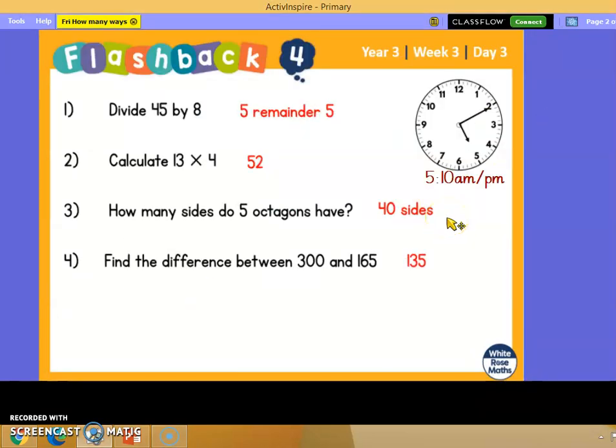Here are the answers to your calculations. Number 1, it fits in 5 times with a remainder of 5. Number 2 is 52. Number 3, there are 40 sides in 5 octagons because 5 times 8 sides is 40. And number 4, the answer is 135. On the time, it's gone past 5 o'clock and it's gone 10 minutes past. So the answer is 5:10 a.m. or p.m.